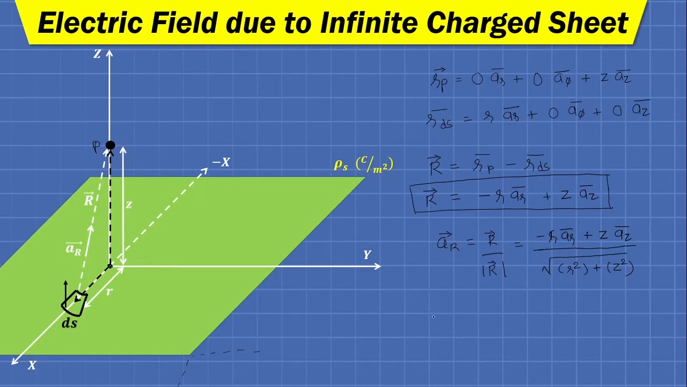Now the formula for intensity will be dq, that is the small charge on this differential surface, so dq divided by 4 pi epsilon 0 modulus of R bar square into aR bar. So we are having almost each and every value to be put in this equation. Okay, still we don't have the value of dq.